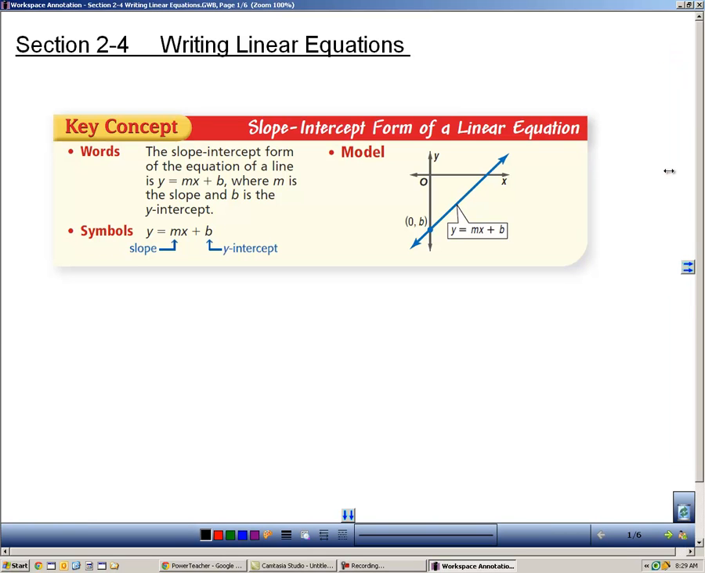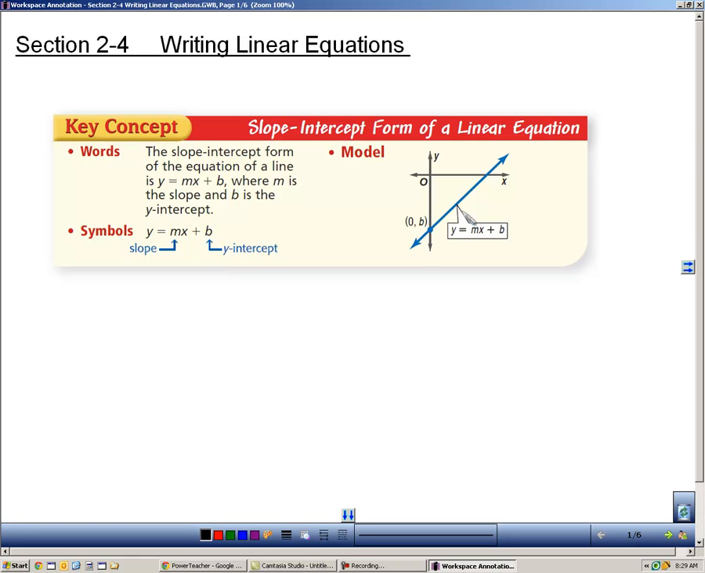Section 2.4 is about writing linear equations. We'll start by looking at the slope-intercept form of an equation. You see it down here, y = mx + b. If you remember, the m represents the slope and the y-intercept is represented by the letter b at the end.